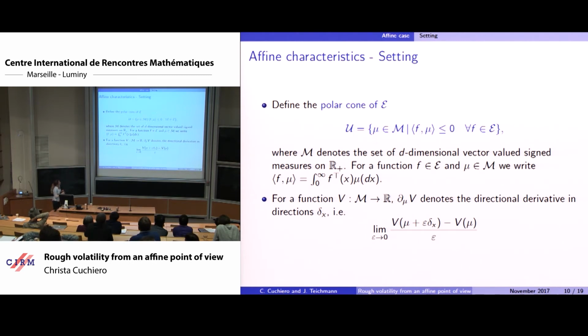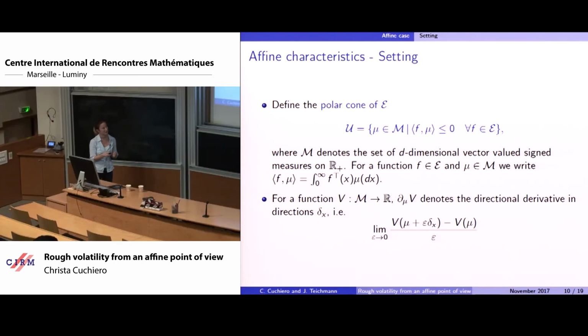And here this bracket is simply this integral. Another notation: for some function defined on this space of d-dimensional vector-valued measures to R, we denote this derivative with respect to mu, so such a measure, as the directional derivative in direction of delta x. So this is a function of a measure.